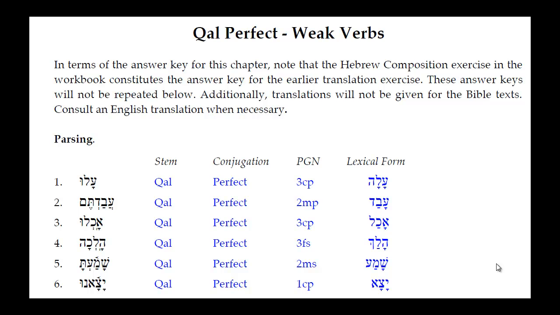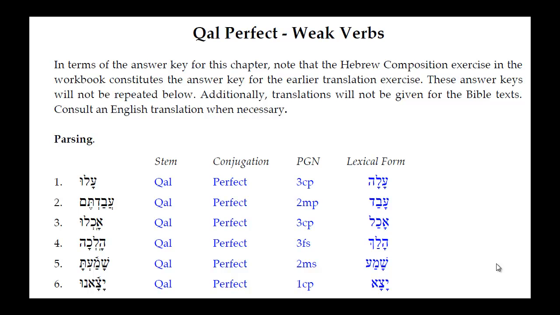We're going to be studying the workbook for the homework in chapter 14 on the Qal perfect weak verbs. This homework will be broken up into two sections. One, we will go through the parsing of a couple of exercises, and then the second session will be translation, which we'll spend more time on the actual translation of the text. So let's go ahead and get started on the parsing here.